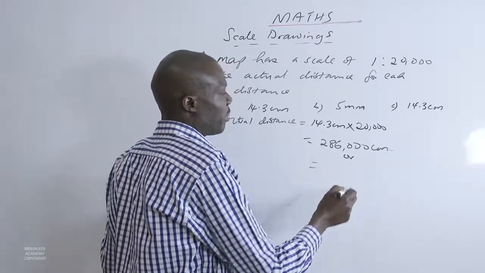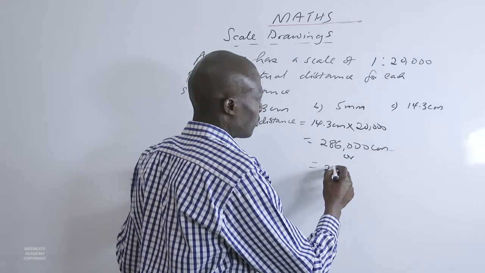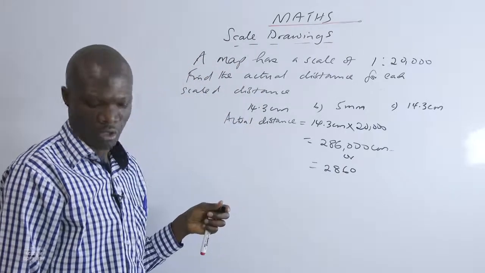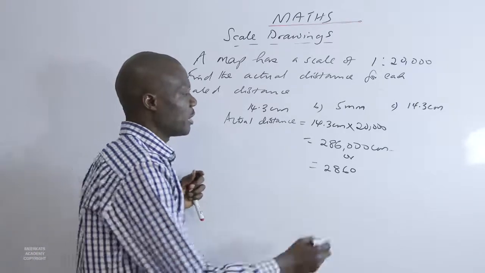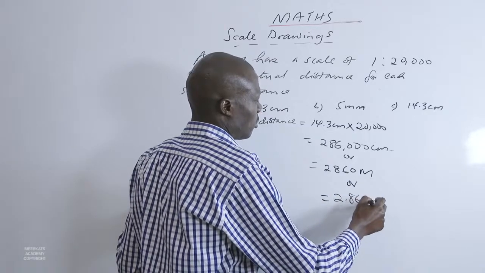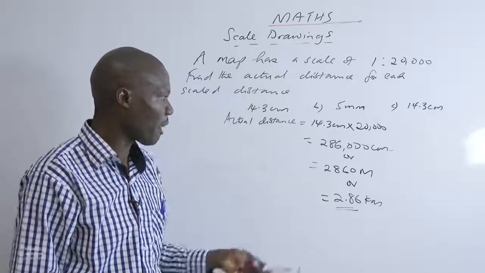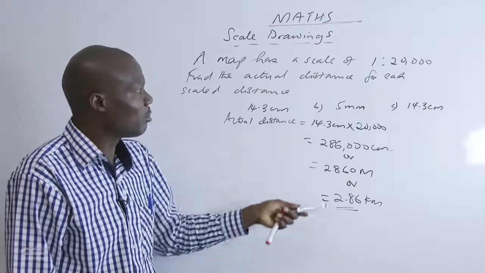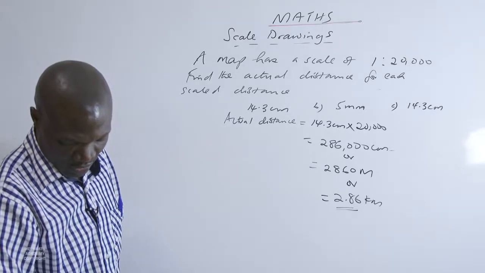This one can be written as either 2,860 meters or 2.86 kilometers. So you can reduce that to that. So this one is the actual distance, but this one is the scaled distance.